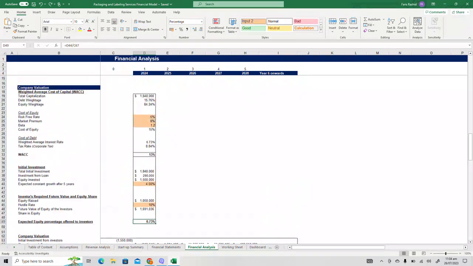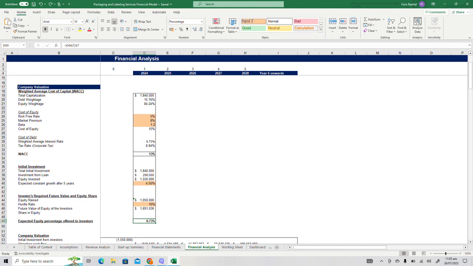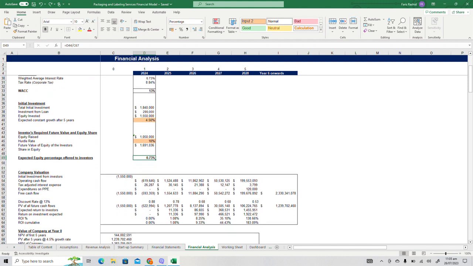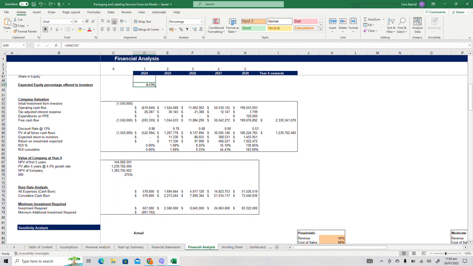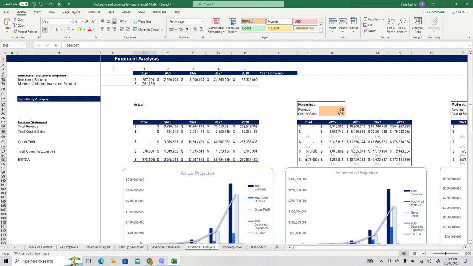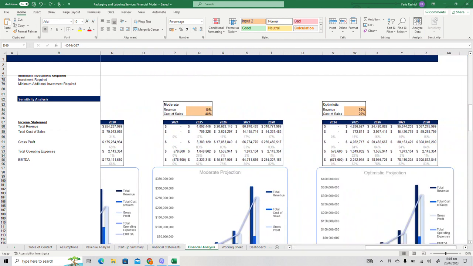Then comes the financial analysis. This includes a few financial analysis, such as break-even analysis, which tells you about the break-even sales. Then company valuation, which tells you about the weighted average cost of capital (WACC) of the company, as well as the expected equity percentage that you can offer to your investors. Then comes the sensitivity analysis, which tells you about a few scenarios such as actual, pessimistic, moderate, and optimistic.